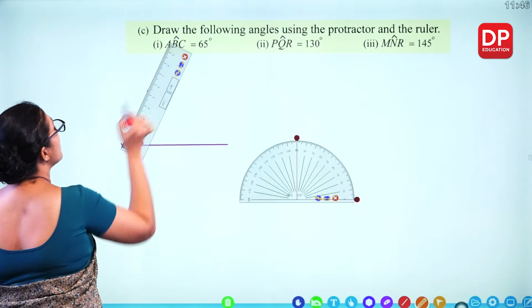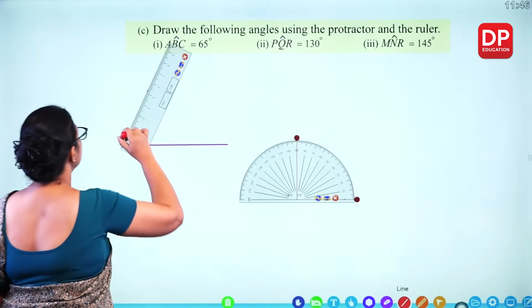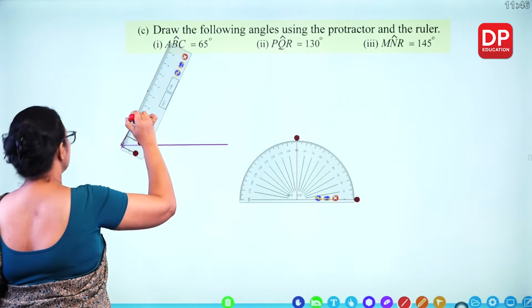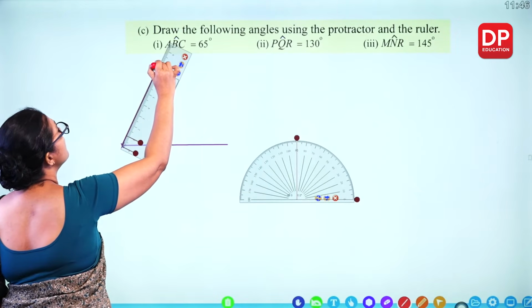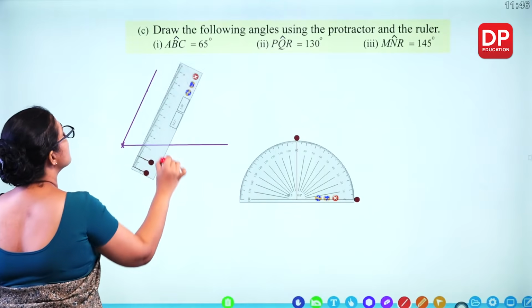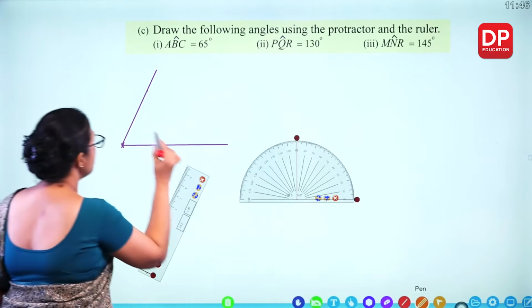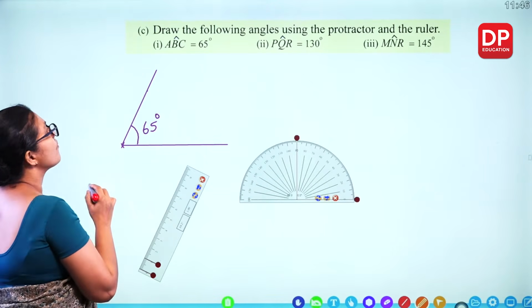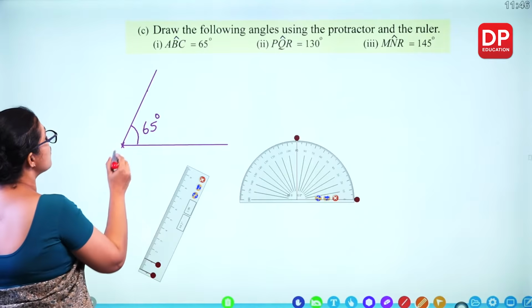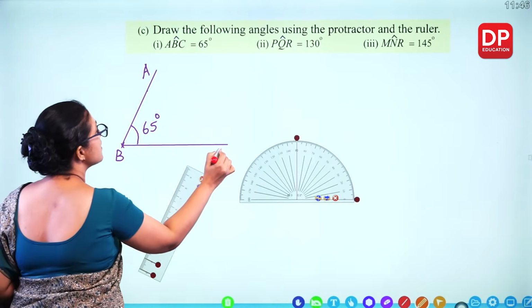Here, now it passes through this one. Now you can draw the line. Draw the line here. So you get, what's the value? 65 degrees here. That's ABC. So B is the point. You can mark A, B, C.